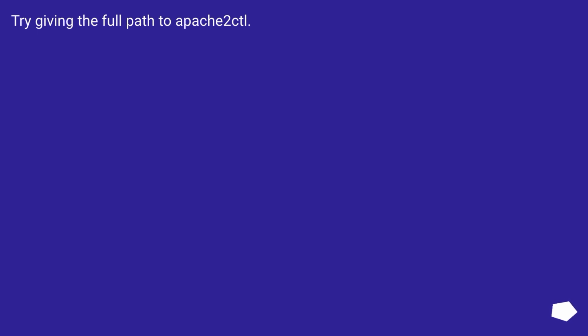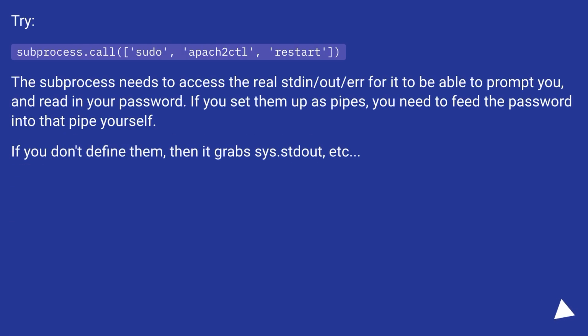Try giving the full path to apache2ctl. Try subprocess.call sudo apache2ctl restart. The subprocess needs to access the real stdin/stdout/stderr for it to be able to prompt you and read in your password. If you set them up as pipes, you need to feed the password into that pipe yourself. If you don't define them, then it grabs sys.stdout, etc.